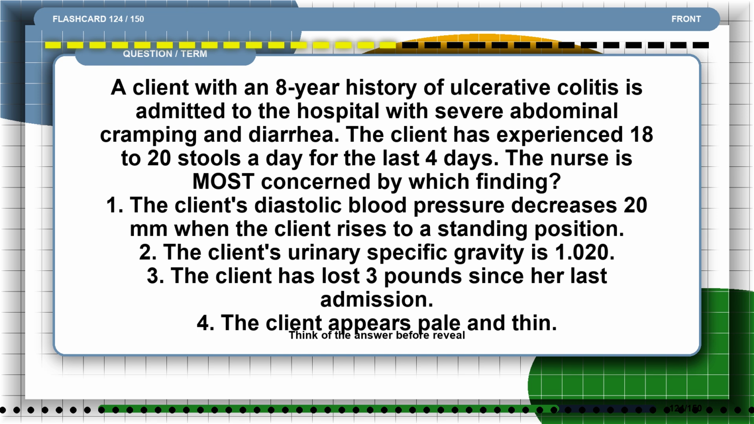1. The client's diastolic blood pressure decreases 20 mm when the client rises to a standing position. 2. The client's urinary specific gravity is 1.2. 3. The client has lost 3 pounds since her last admission. 4. The client appears pale and thin. Think of the answer before the reveal.